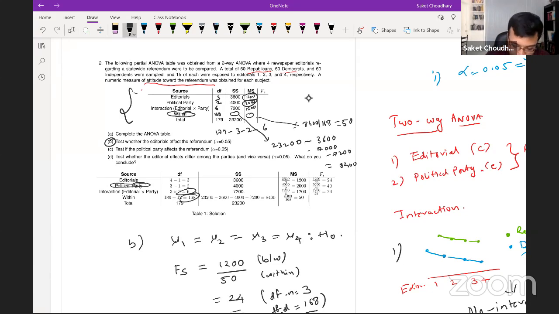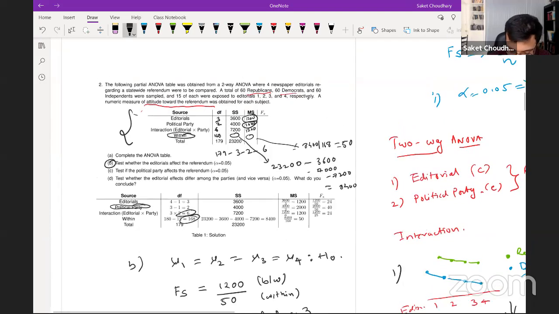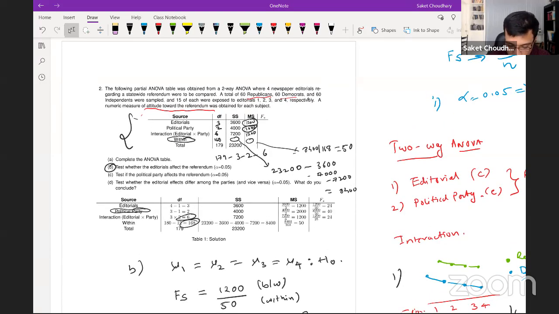This table is giving you sources of variation in the first column. The second one is the degrees of freedom. The third one is the summation of the squares. The fourth one is your mean square. The fifth one is your F statistic.